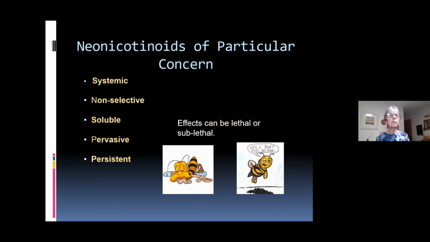Neonicotinoids have been in the news for probably five, six, seven years now, and they're of particular concern. The biggest item on this list is that they're systemic, meaning they go into the whole plant. So the leaves, the pollen, the stems, the roots, everything gets affected and contaminated by the neonics. And neonics can be lethal or sublethal to bees, but it's not good either way.